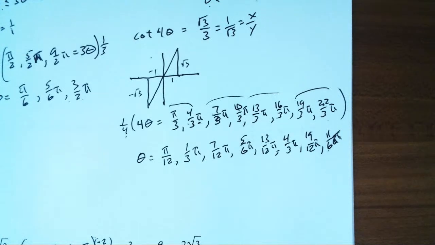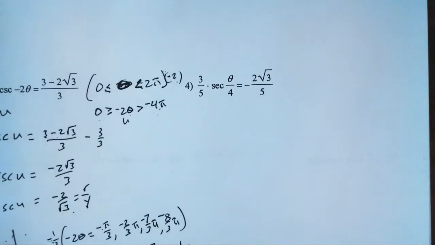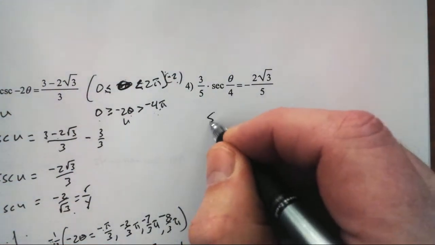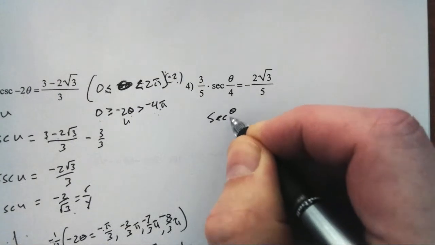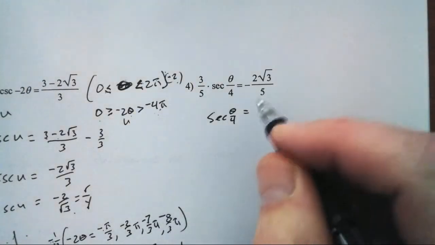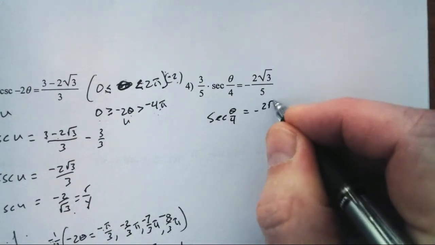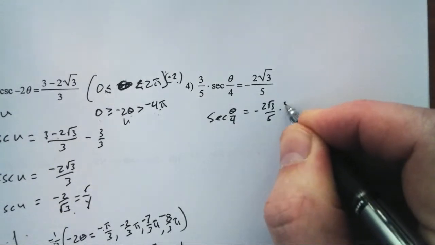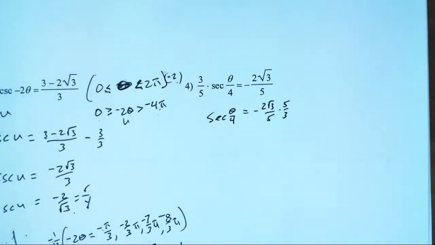We okay without introducing the u? I almost think it might be better without the u. Just keep it as 4 theta. Okay, but trust me, you're going to be talking about u substitution more in your mathematical future. Okay, so I'm going to go secant of theta on 4 equals negative 2 square root of 3 on 5 times 5/3. They're just trying to disguise what angle we're dealing with here. You know, these are all kind of predetermined problems.